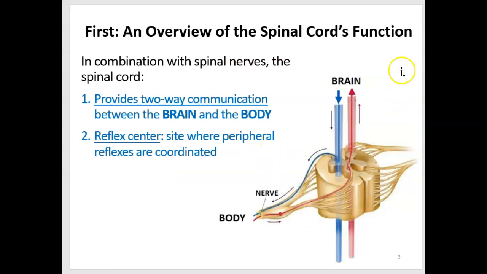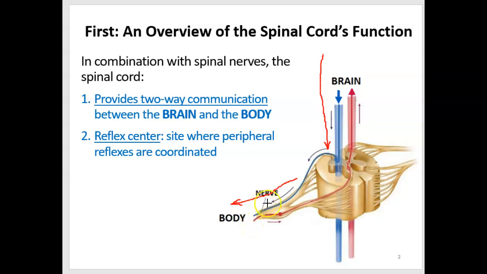First, let's start with an overview of the function of the spinal cord. In combination with spinal nerves, the spinal cord provides communication between the brain and structures in the body, like muscles, glands, and the skin. This communication is occurring in two directions. Motor information comes from the brain and travels down the spinal cord to an appropriate level, depending on what's being innervated, and then out a spinal nerve to the body.